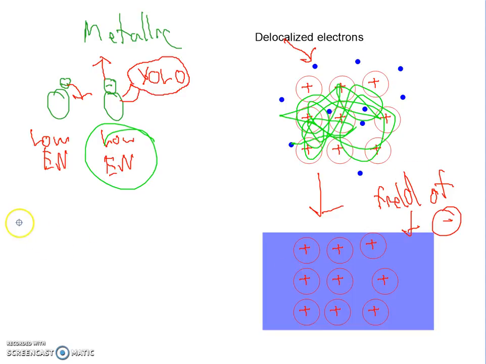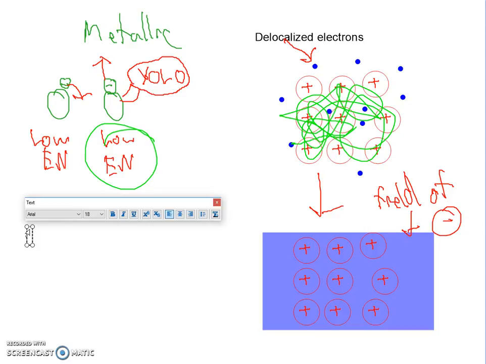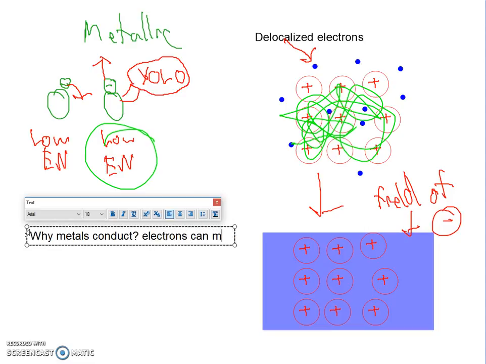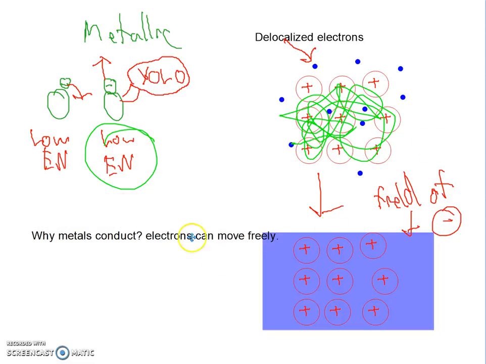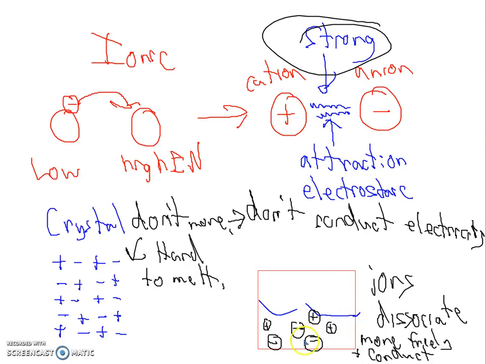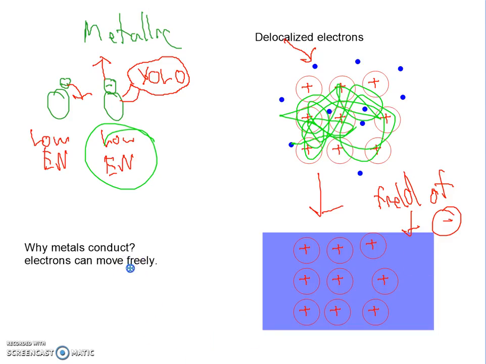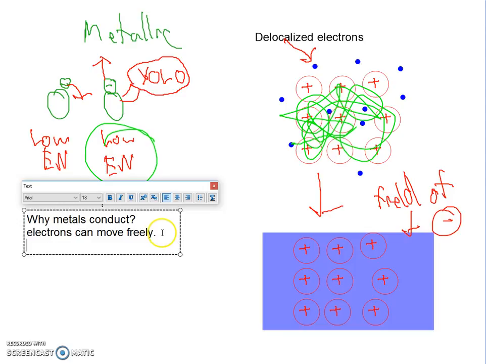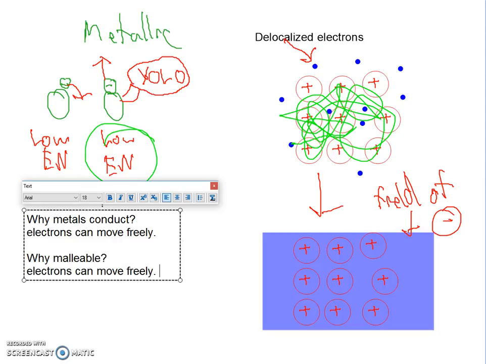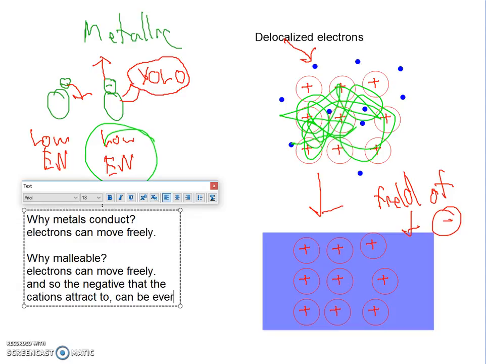So I think the biggest thing to be able to explain with this is why metals conduct. Why? Because electrons can move freely. All right, and electrons have a charge, you have a moving charge, thus conductivity, just like when we had the ions that could move around right there. I think the other thing is why malleable, because the electrons can move freely. And so the negative that the cations attract to can be everywhere.